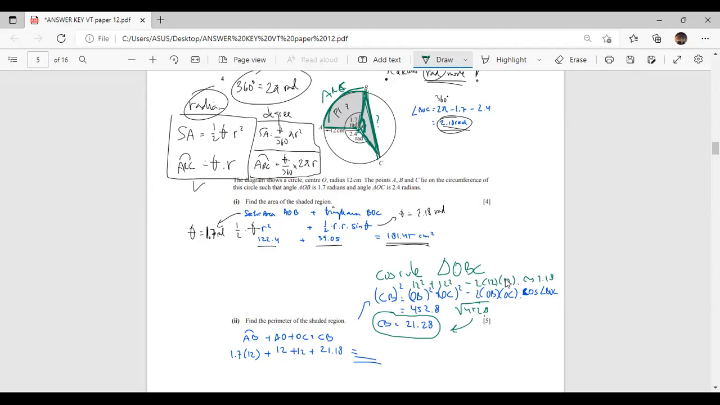And then we get the CB, tick, and then the arc of AB. Arc of AB is theta r. I forgot to put it, I just put the formula, theta times r. The theta of AB is 1.7, right? Oh, it's here, 1.7 times 12 plus AO plus OC, both of them are radius, 12 plus 12 given, plus 21.18 that is obtained from the CB. And then this is your answer.